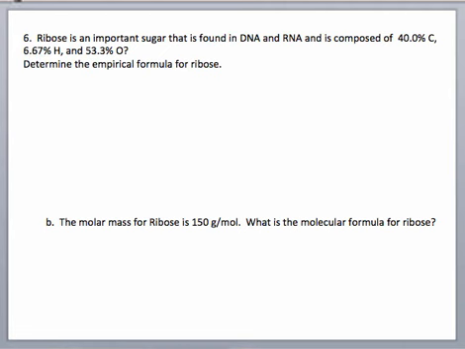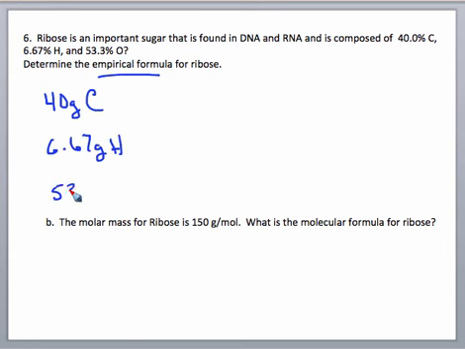Alright, there we go. So now we want to find the empirical formula. And if you remember from way back when, you take your percentages and write them as grams. So 40 grams of carbon, 6.67 grams of hydrogen, and 53.3 grams of oxygen. Well, we're not going to worry about why we can do that. We discussed that earlier in the year. Right here we're just going over the problems.